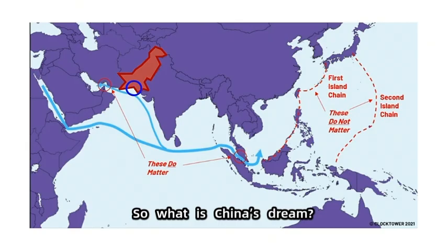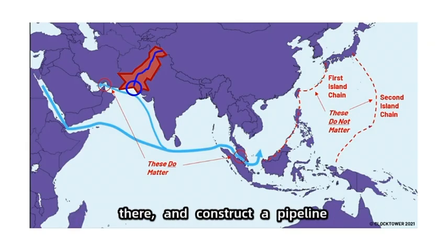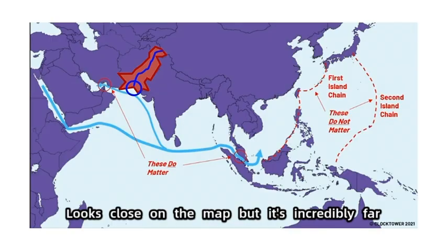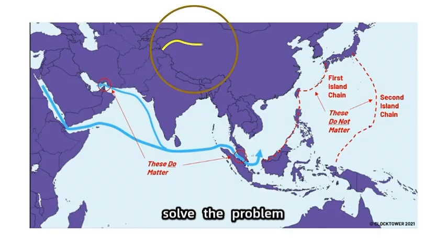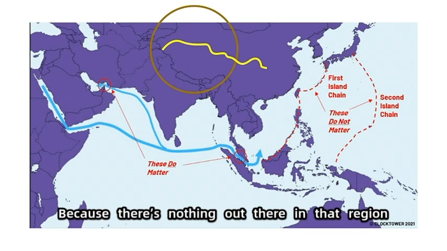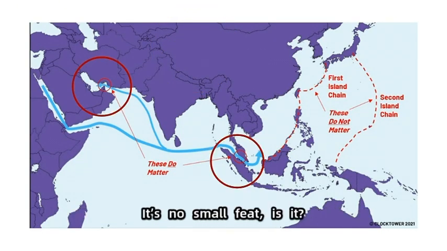So what is China's dream? To essentially colonize Pakistan, build a port there, and construct a pipeline? Looks close on the map, but it's incredibly far, right? And even if the oil enters China, that doesn't solve the problem, because there's nothing out there in that region of China. It's just shepherds. Pastoral land stretching for miles. It's no small feat, is it?